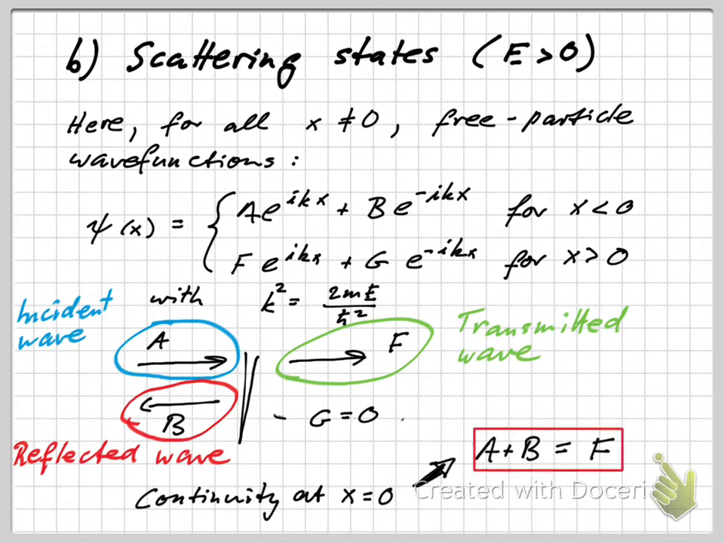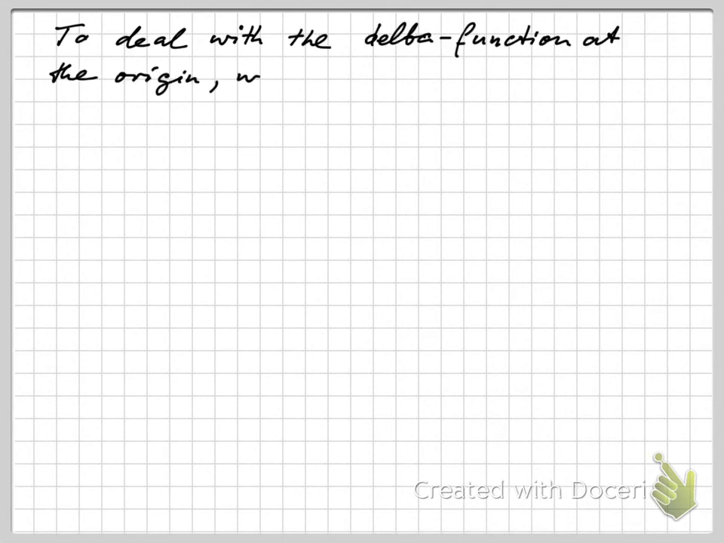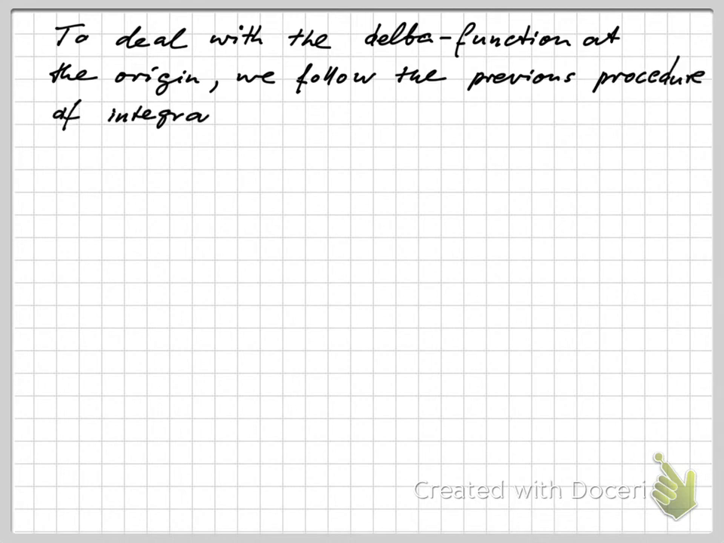Now we also need continuity of the wave function at the origin, so that implies that A plus B is equal to F. All right, so again, we have to deal with the elephant in the room here, the delta function at the origin. And in order to do so, we follow the procedure from before of integrating around the delta function, in that close vicinity.